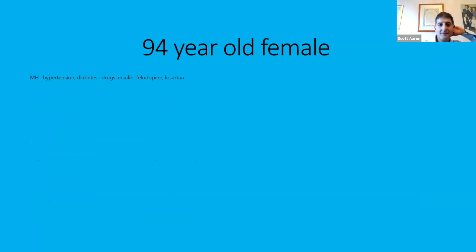Hypertension, diabetes, insulin, felodipine, losartan. So common enough stuff. She's had stabbing pain, bottom left for 2 weeks. She's been to A&E, who said go find a dentist. Pain not affecting sleep. It comes and goes. I'm so sorry to interrupt.